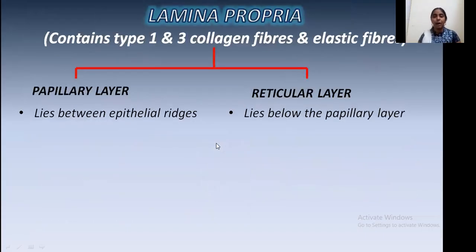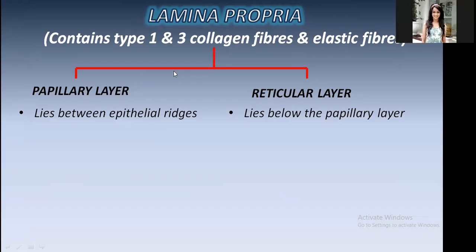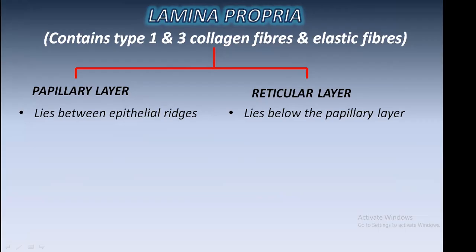Lamina propria or the connective tissue. Lamina propria has two types of collagen fibers, type 1 and type 3, and then elastic fibers. Lamina propria is divided into two. The first one is the papillary layer. Second one is the reticular layer. The papillary layer lies between the epithelial ridges or the rete ridges, and the reticular layer lies below the papillary layer. I'll show you in the image.